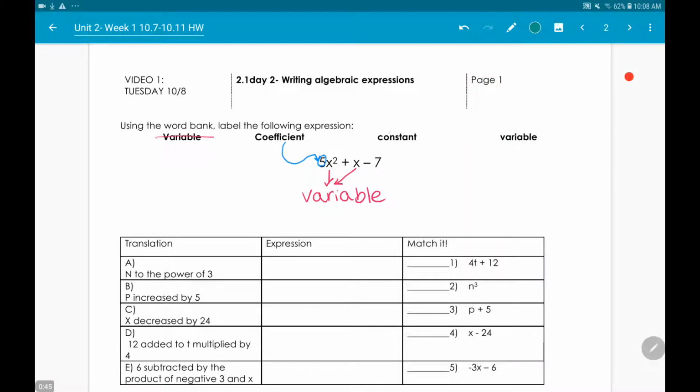Okay, the constant is the number alone or by itself, and in this case, the constant, so no variable, is the -7. Oh, and I wrote variable a second time. Oopsies, this is supposed to say exponent. Where is the exponent? So our exponent is here.